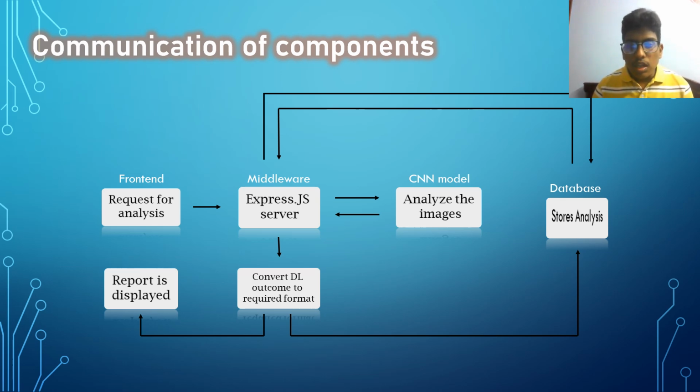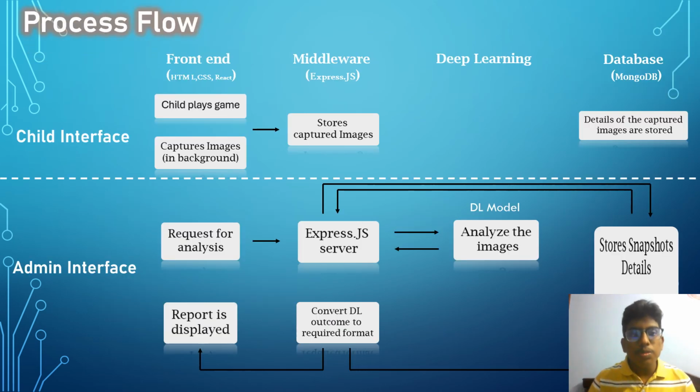Here, the CNN model analyzes and processes the images and gives the emotional quotients back to the Express.js server. From the server, the analysis is stored in the database, and after converting into the required format like pie charts and bar graphs, the report is displayed to the admin. Process flow. This slide is the extension for the previous slide, which explains the overall working of the project.